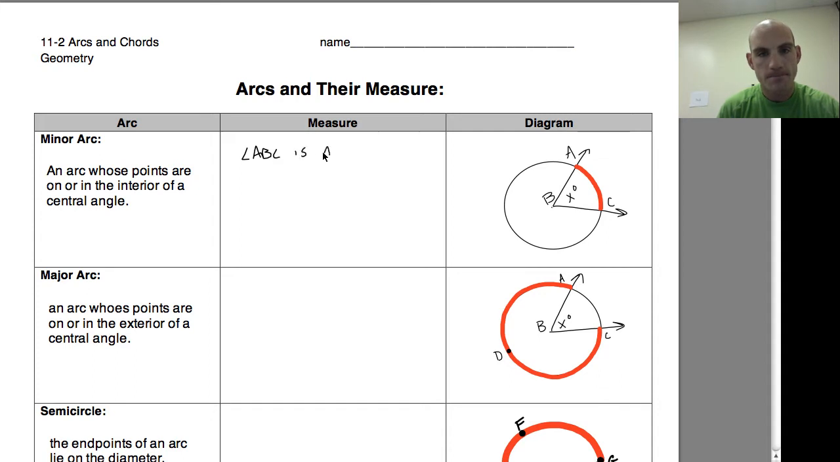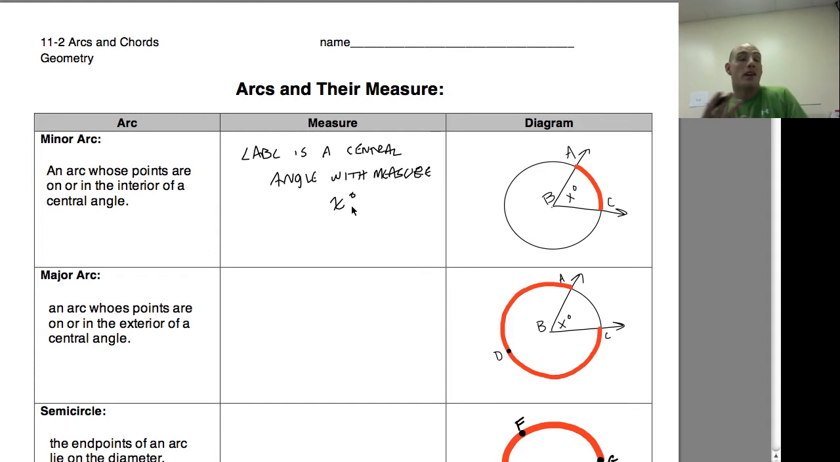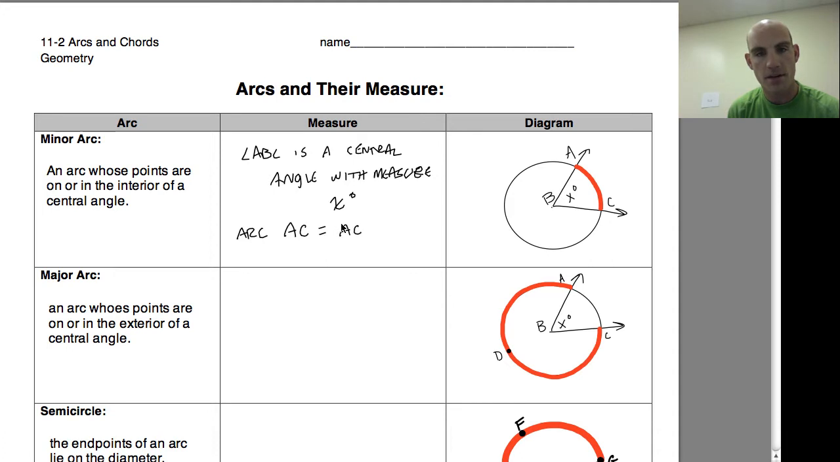Angle ABC is a central angle with measure x degrees. Now if we have this minor arc, notice that arc AC, or AC with an arc over the top, is this red arc, and it's going to be equal to x degrees because it's equal to the measure of the central angle. So I'm going to put that in parentheses, the measure of the central angle. Okay? So that's a minor arc.